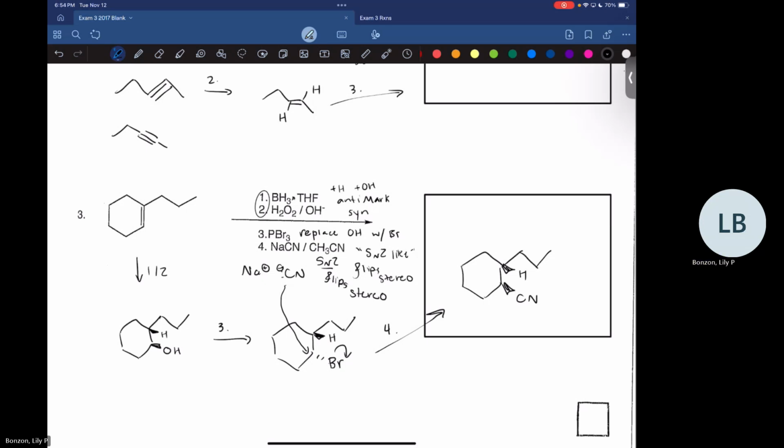Questions on this one? Yeah. I'll leave it up here for just a second. Yes, so the PBr3 reaction will flip the stereo once, and then step 4 with NaCN is SN2, so it's going to flip the stereo again. So we're going to end up with the same stereo that we had after steps 1 and 2. I'm going to go ahead and move on.